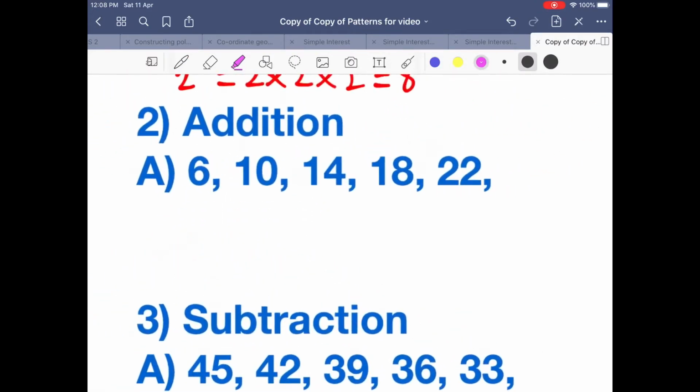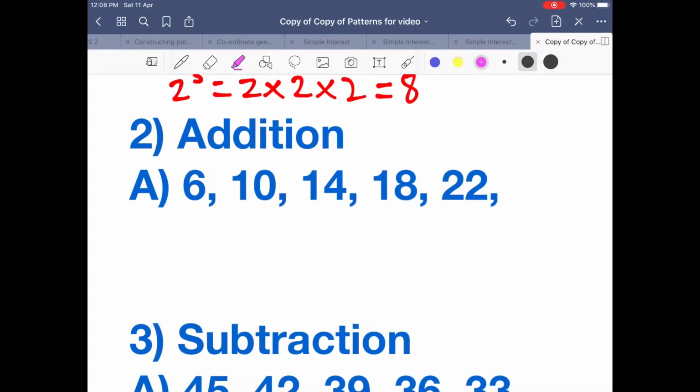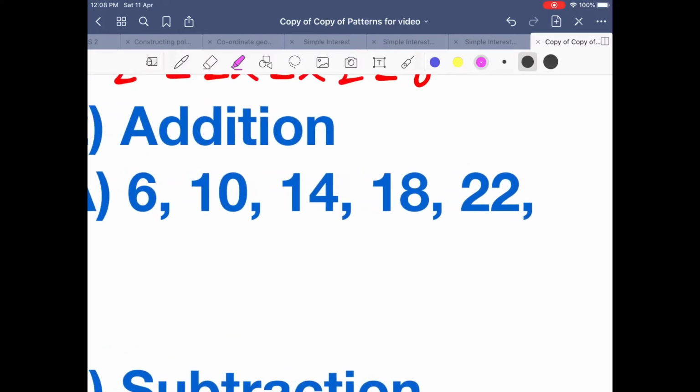Next, we have addition patterns. So we are simply adding in a particular way, whether it be a constant number that you're adding, or an increasing number that you're adding, or a decreasing number. So let's see what is happening here.